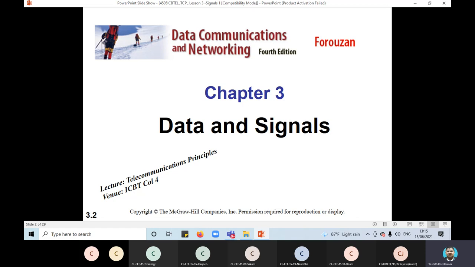So you don't need to worry too much about the diagrams, which have some sort of mismatching. Other than that, you can read the content. So I will be sharing the ebook with you today.